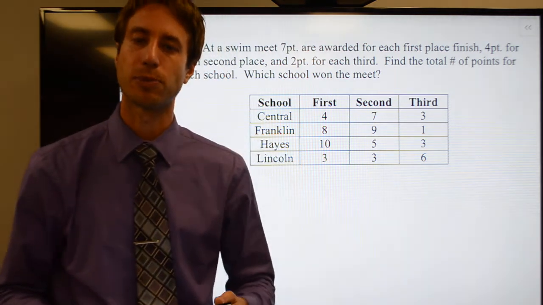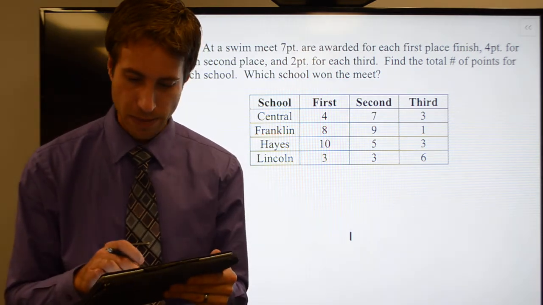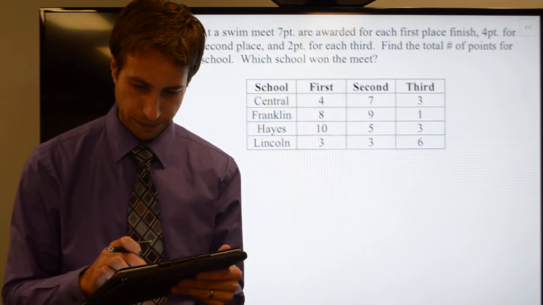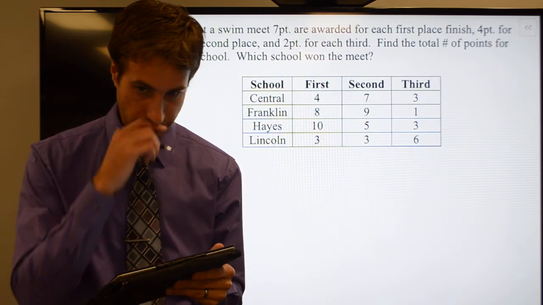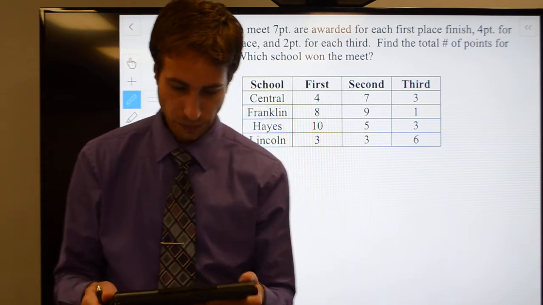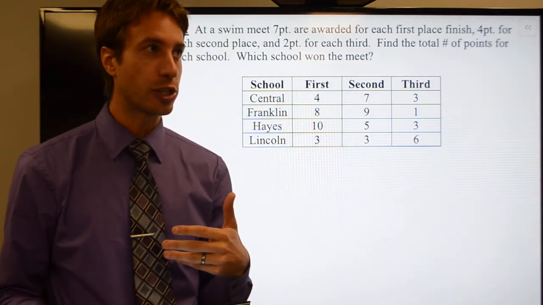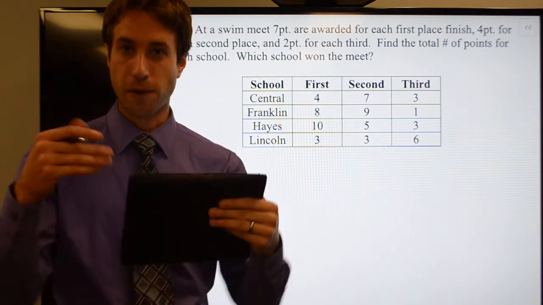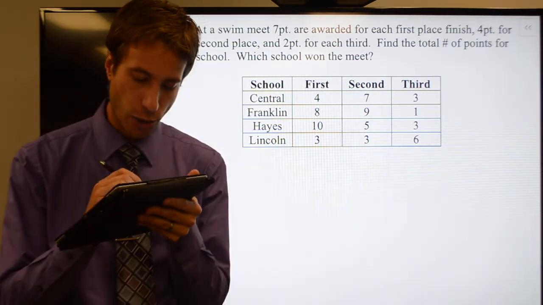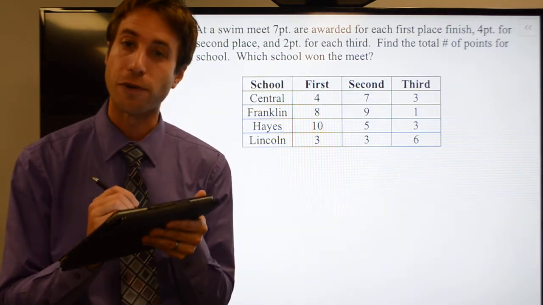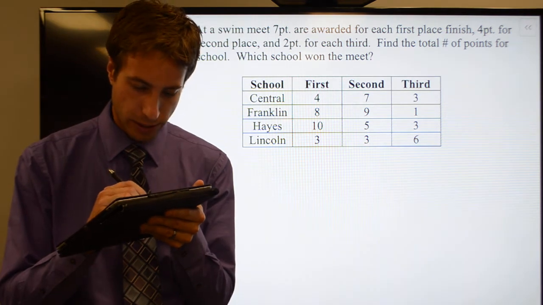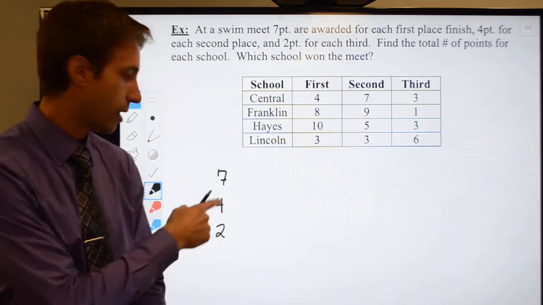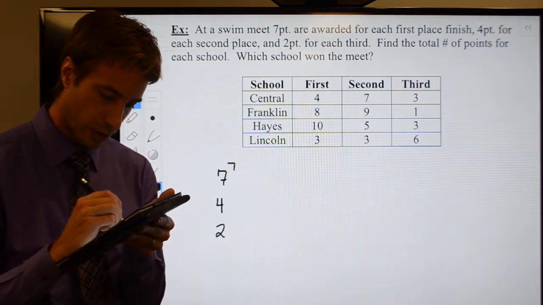We're going to set up matrix multiplication here to go ahead and solve this problem. Here's how we're going to do it. My first matrix is going to be the number of points that are awarded for a first, second, and third place finish. So you get 7 points for a first place finish, 4 points for a second place finish, and 2 points for a third place finish, right? 7, 4, and 2. We'll put that into a matrix.